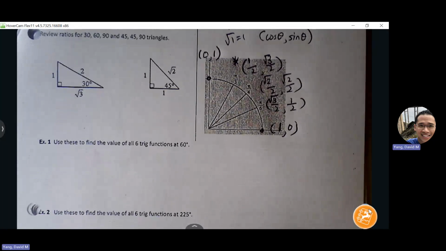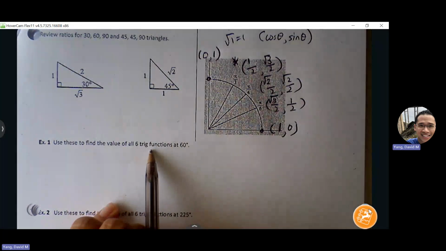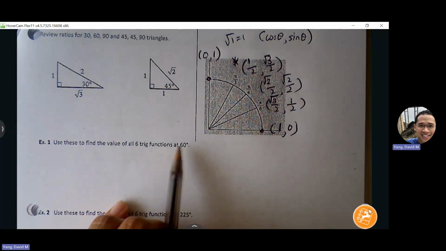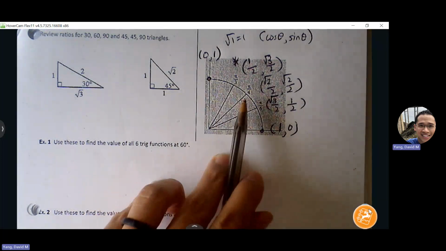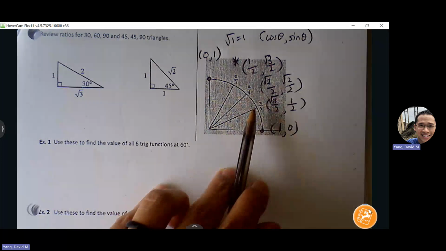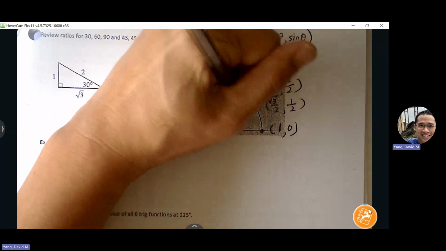So let's try example 1 here. It says find the values of all trig functions at 60 degrees. 60 degrees is pi over 3. 45 degrees is pi over 4. And then pi over 6 is 30 degrees. Right?